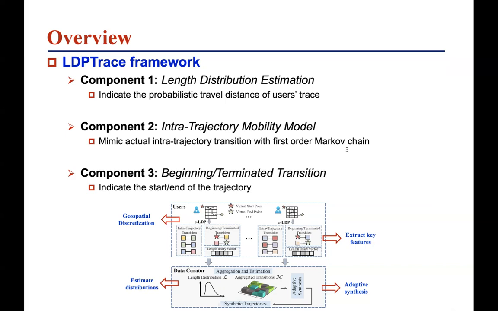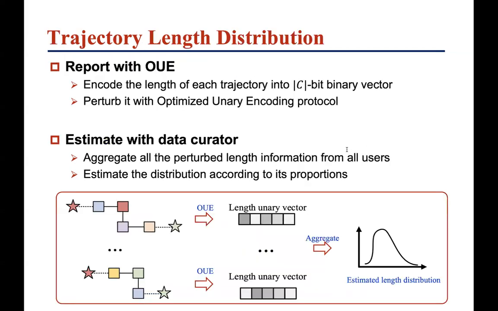The first is the length distribution, which can indicate the travel distance of users' motions. The second is the mobility model, which estimates the transition patterns of trajectories. And the last is the beginning and terminate transitions, which could indicate the start and end points of trajectories.